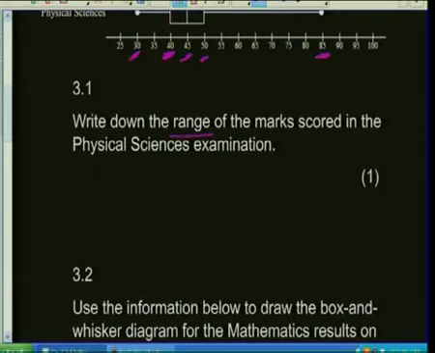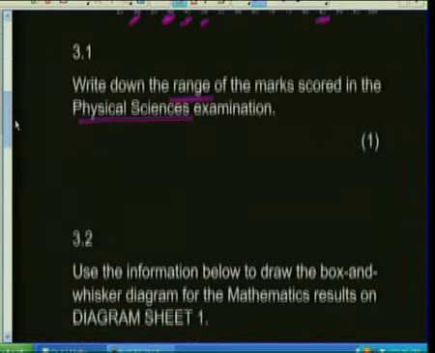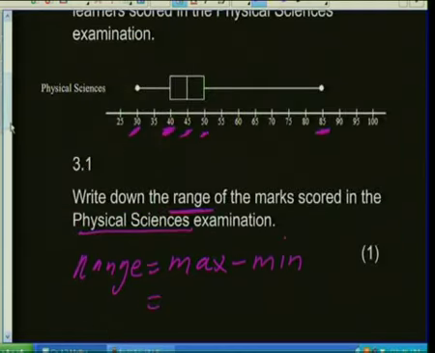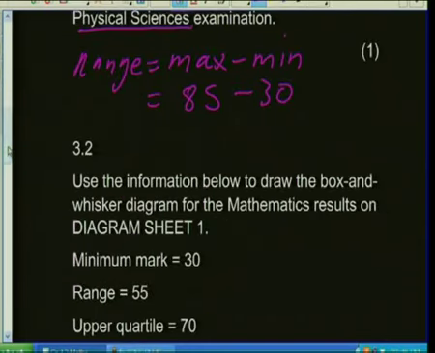Write down the range of the marks scored in physical science. So, what is the range? Range is equal to the maximum value minus the minimum value. What is the maximum value in this case? The maximum value is 85, and my minimum value is 30. Then you minus this, then what do you get? You get 55 is your range. The range is the maximum value minus the minimum value.